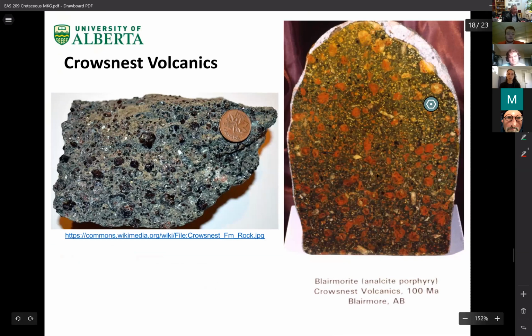This is what the rock looks like, and this is why people like the Crow's Nest volcanics. It's garnetiferous volcanic rock, and you have features in it like these dark minerals that are black garnets. I can't remember the mineral name, but Stephen will definitely remember the name of those black garnets. Maybe Maya, who's visiting, will too, but that's a bit of a test.